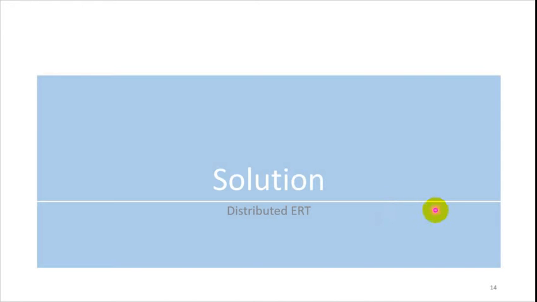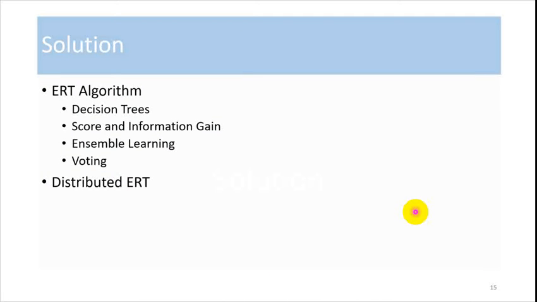Okay, in this part we are going to address the solution for the specified problem. The algorithm used for the learning for the specified classification problem is the ERT algorithm, and we are going to discuss how we can use ERT in a distributed fashion.